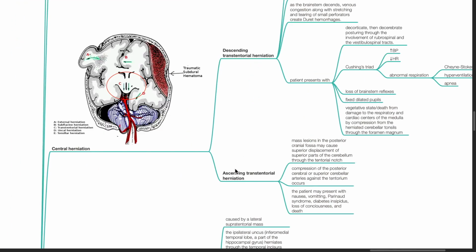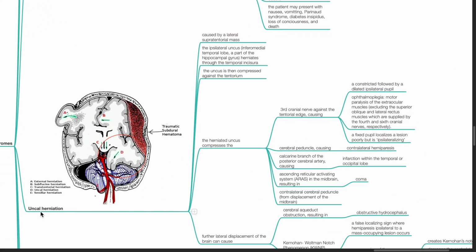Ascending transtentorial herniation. Mass lesions in the posterior cranial fossa may cause superior displacement of superior parts of the cerebellum through the tentorial notch. Compression of the posterior cerebral or superior cerebellar arteries against the tentorium occurs. The patient may present with nausea, vomiting, Parinaud's syndrome, diabetes insipidus, loss of consciousness, and death.